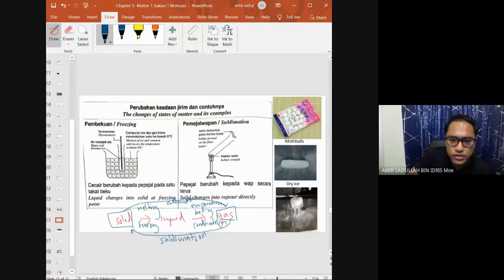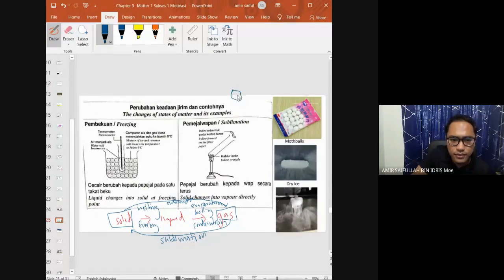Another one is the mothball. In Malay we call it ubat gegat. The mothball has a very strong smell. Usually people will put it in the toilet or in the cupboard to avoid bad smells.